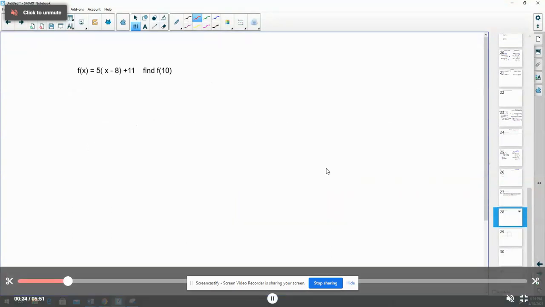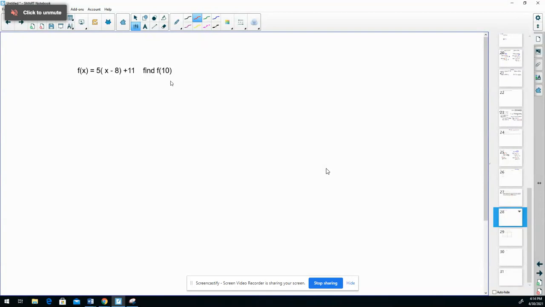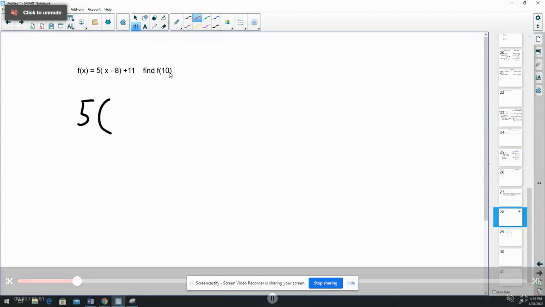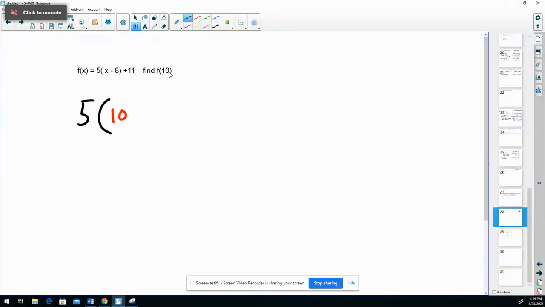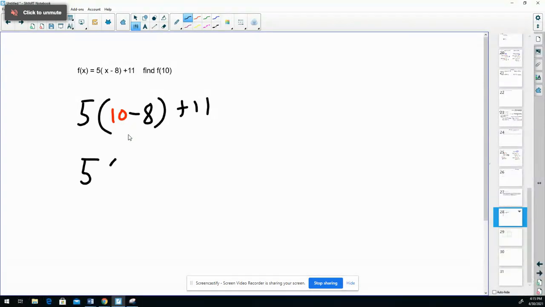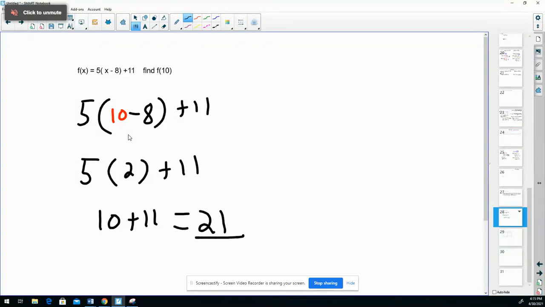Okay, so up first we have f of x equals 5 times (x minus 8) plus 11. So we're finding f of 10, so we're going to plug in 10. So we have 5 times (10 minus 8) plus 11. 10 minus 8, remember parentheses first, so that's going to be 5 times 2 plus 11. And 5 times 2 is 10, plus 11 is going to be 21.